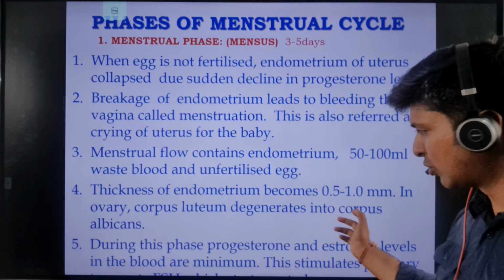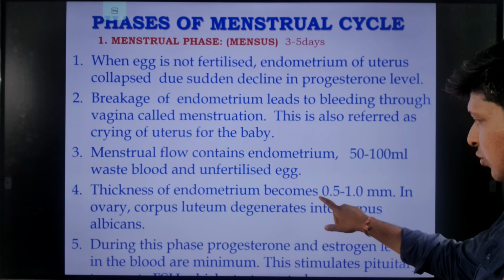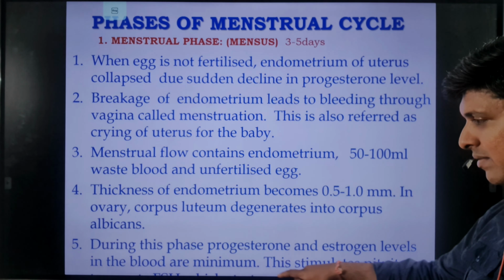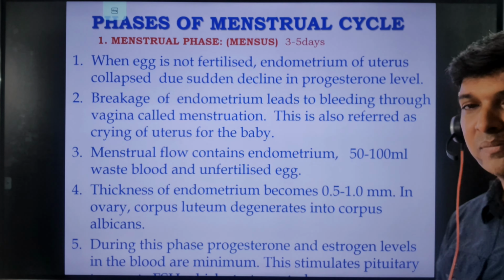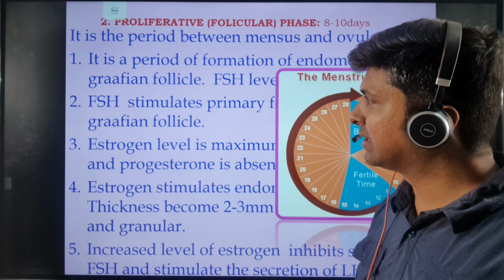Then the corpus luteum degenerates into corpus albicans, that also I've told you. The thickness of the endometrium becomes 0.5 to 1 millimeter, and during this phase, progesterone and estrogen levels in the blood are minimum. Okay, so this was the first phase.